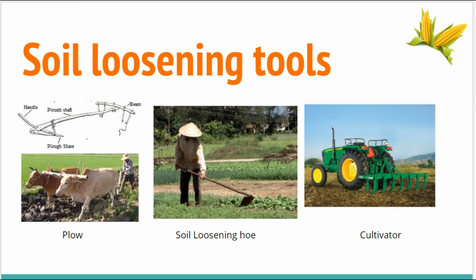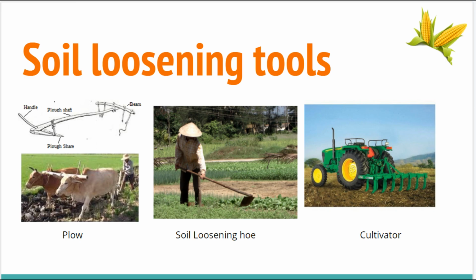Another simple tool is the hoe. You can see a picture of a hoe on your screen. A hoe is a simple tool which has a long rod of wood, or it may be of iron. It has a bent plate or blade made up of iron. This blade is responsible for digging the soil and loosening the soil. So both these structures, a plow or a hoe, can be used.